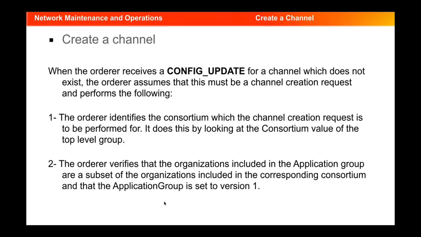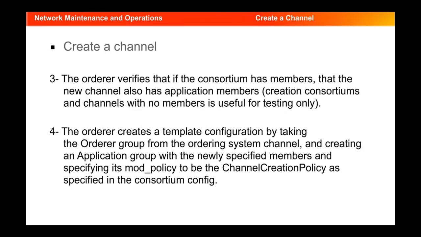Next, the orderer verifies that the organizations included in the application group are a subset of the organizations included in the corresponding consortium, and the application group is set to version 1. Next, the orderer verifies if the consortium has members.